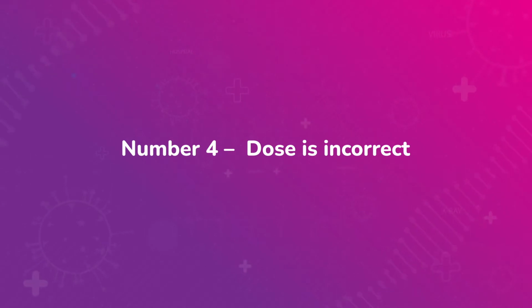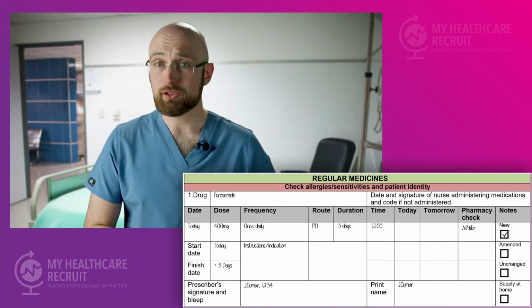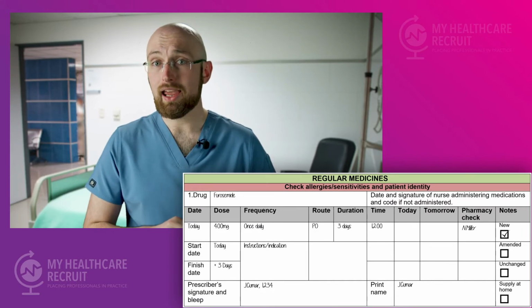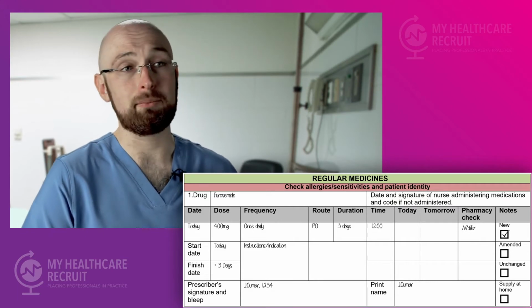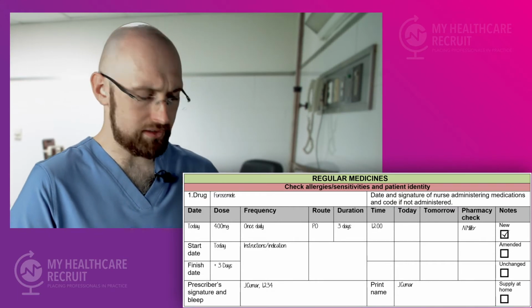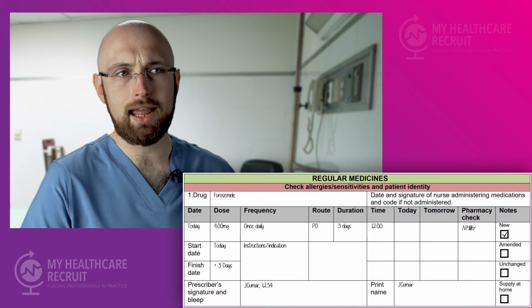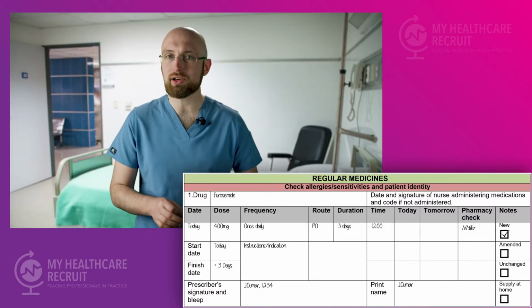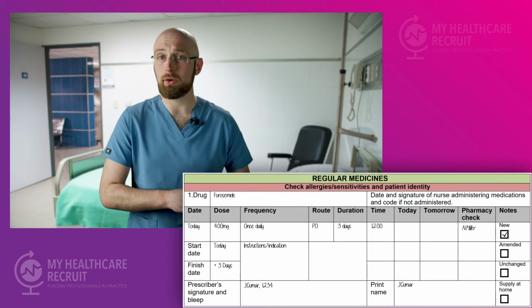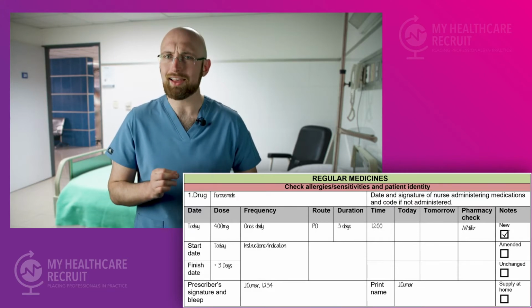Dose is incorrect. Furosemide has been prescribed to the patient. Date today, dose 400 milligrams. Time due 12 p.m, which is now. Frequency once daily, start date today, end date 3 days time. Prescriber name and bleep number is present. This is ready to be given now, but the dose seems really quite high to me.